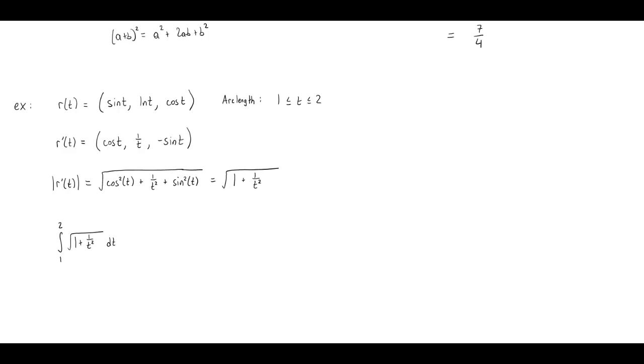Now, in order to evaluate this integral, this time the inside of our square root is not a perfect square, so we're not able to factor it like we did in the previous example. So I'm just going to start by doing a little bit of simplification, getting a common denominator, putting everything into one fraction. So we should get t squared plus 1 over t squared. Okay? All right, good.